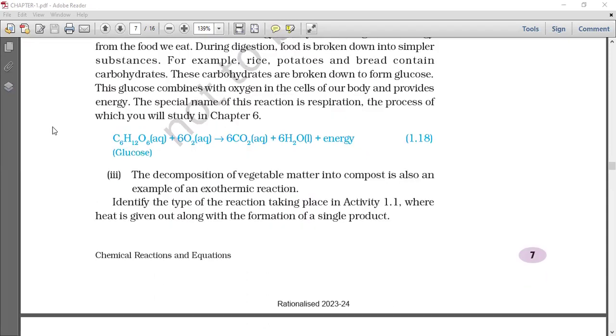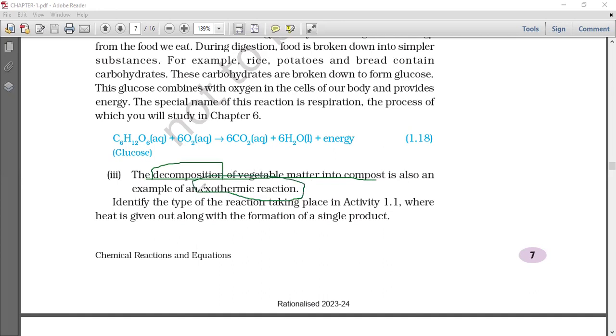Next, another example: decomposition of vegetable matter into compost. It is also an example of an exothermic reaction. Whenever your mother is preparing food, the kitchen waste that is thrown into the dustbin, or if you are making compost with it, the decomposition also gives heat energy outside.